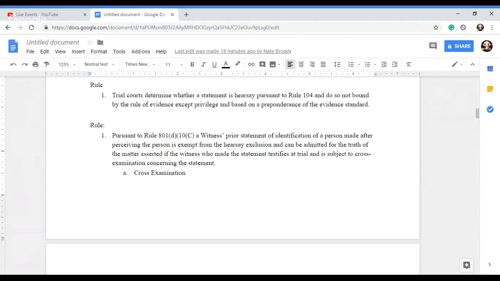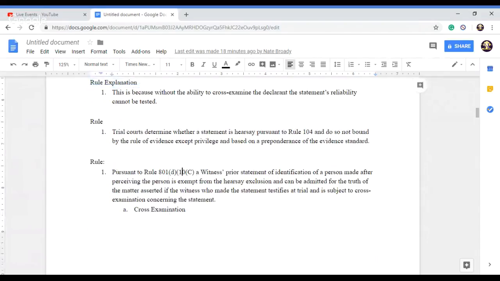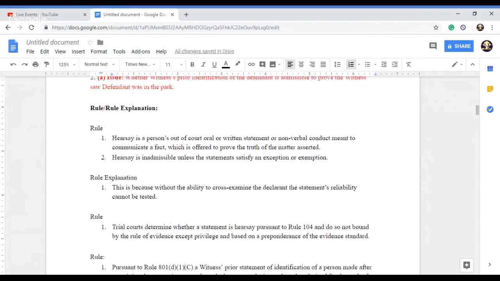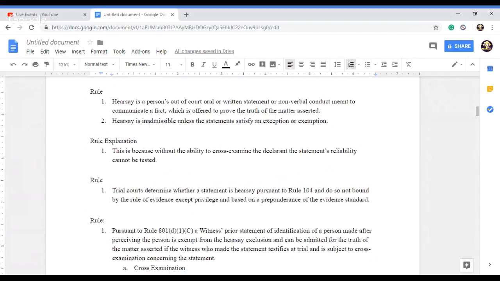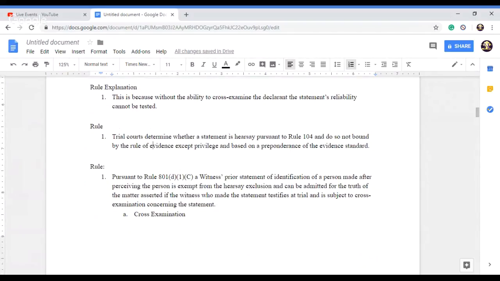Then we go to Rule 801(d). I think this is, sorry, it's (d)(1)(C). I think this is wrong. Now we have the general rule for hearsay. We have the rule explanation for hearsay. We have how courts determine whether a statement is hearsay pursuant to 104. And now we have the specific hearsay exception or exemption that we're going to be talking about.